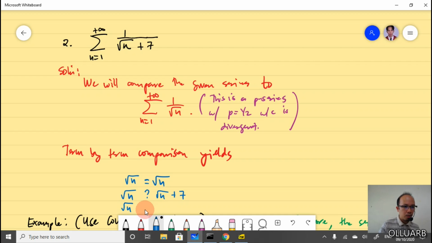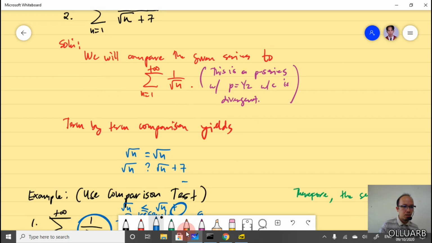So square root of n is clearly greater than, to make it safe, we can use, oh, what happened? It's because of the internet connection.